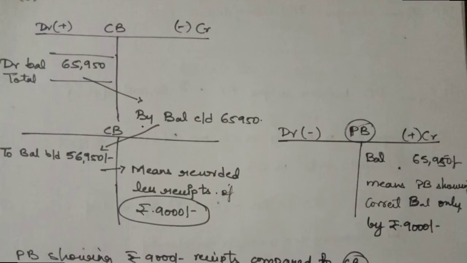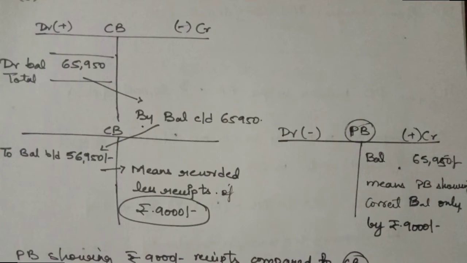It is an error made by the merchant in his cash book. It is nowhere related to the passbook. The passbook still shows the amount of 65,950 only. So the difference of 9,000 between the cash book and the passbook must be rectified. The passbook shows a higher amount by rupees 9,000 compared to the cash book, because in the cash book they are showing 56,950. He did not carry the correct amount, but in the passbook the banker might have carried the correct amount, that is 65,950. Now the difference comes to 9,000.